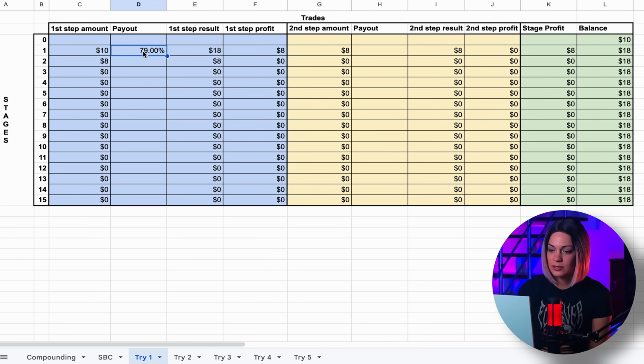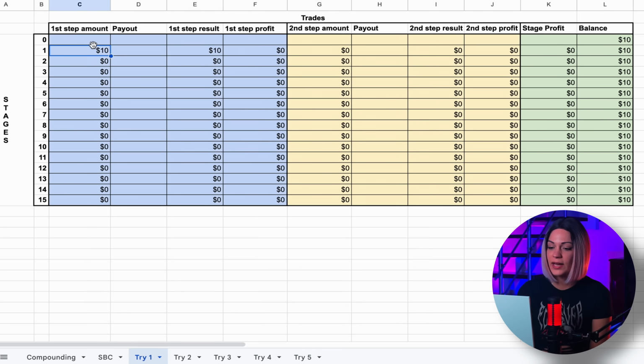So for example, here it's 79%. So the factual profit is going to be 7 point something dollars, and it's going to be 8 in my table. There is going to be a difference, but it's not going to be too big, so I'm kind of okay with that. Hope you are too. If you are not, you can change it, but I don't know how you're going to do that. It's going to be a big difference in the first 2 stages, and then it's going to be okay. You're not even going to notice that.